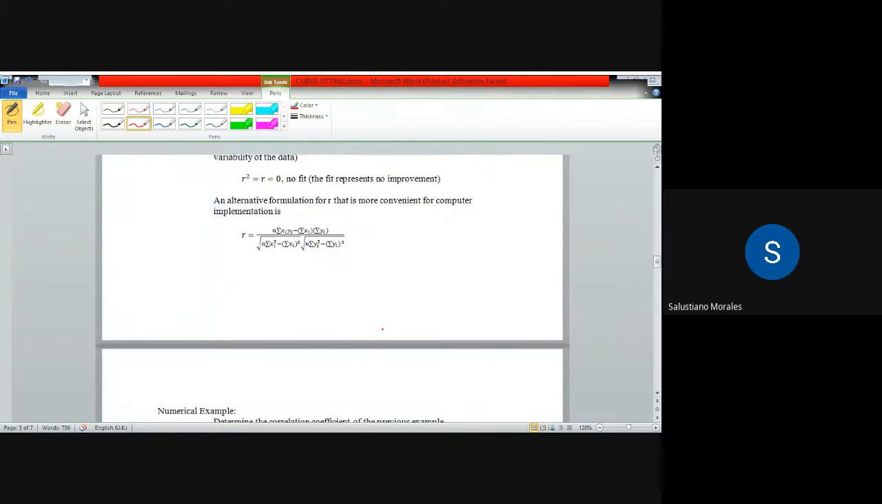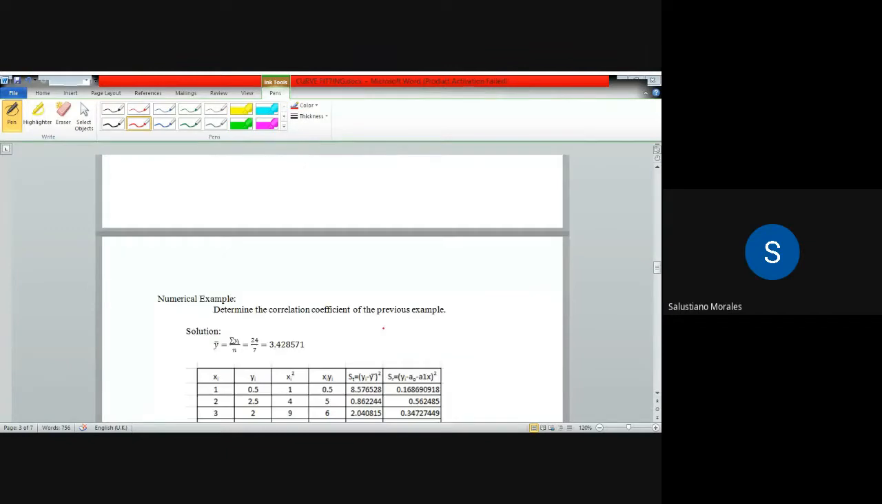So that is another alternative formula. So let's say we now compute the correlation coefficient for the problem that we discussed.